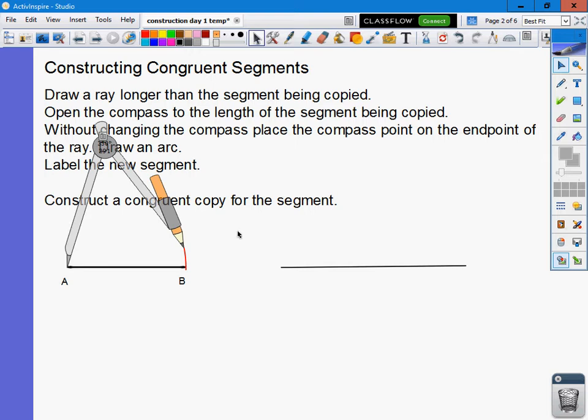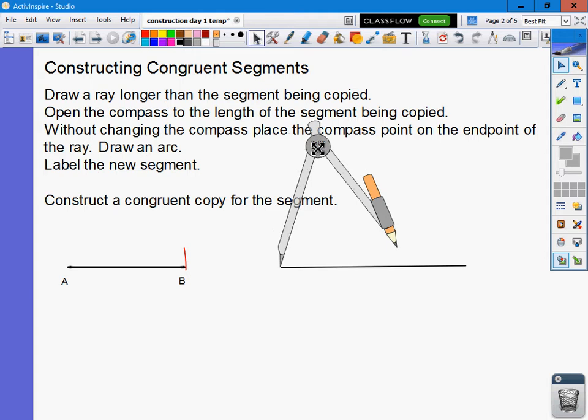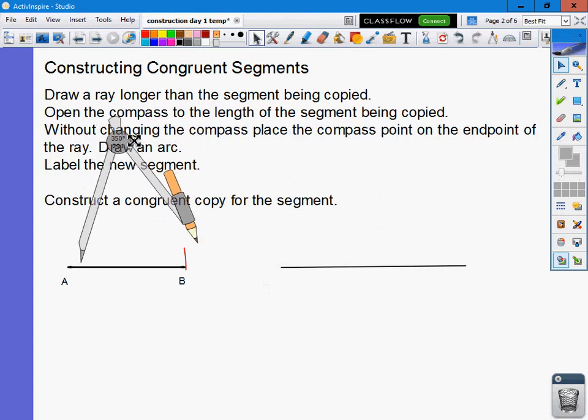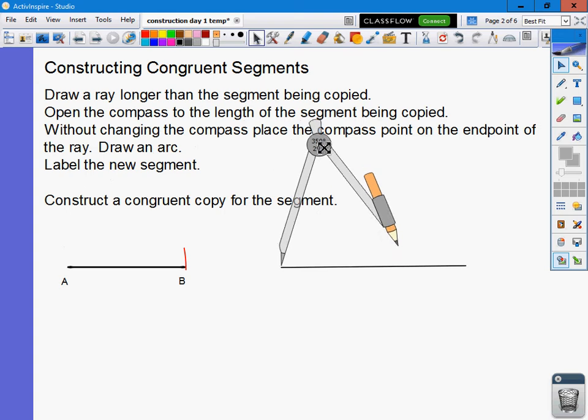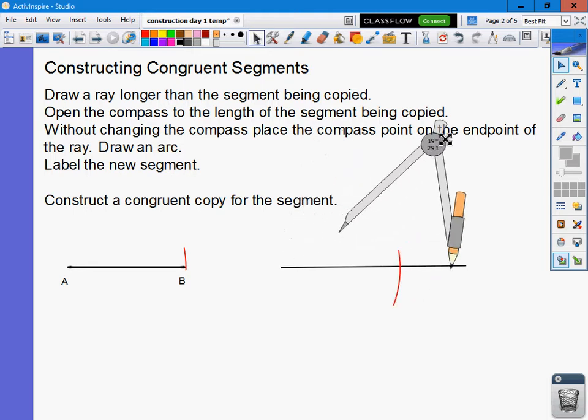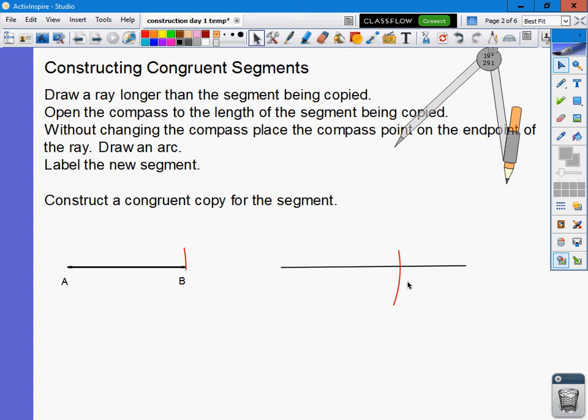Without changing the adjustment, you are going to pick the compass up and slide it over so that the end is on the end of the ray. Where it was here, you're just going to slide it over so that the end point is on the ray, and you're going to swing it and make an arc so that you can see where the other end point would have to be.